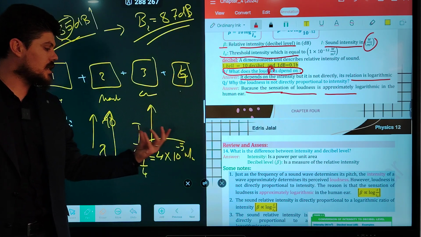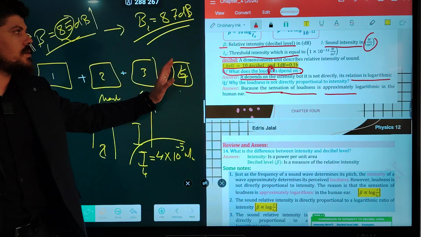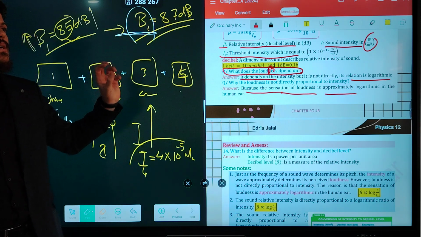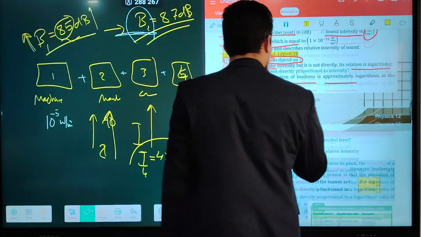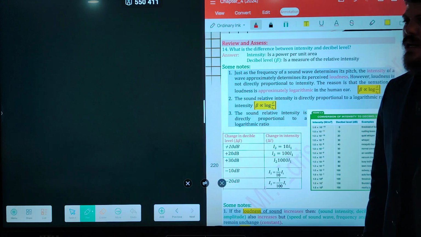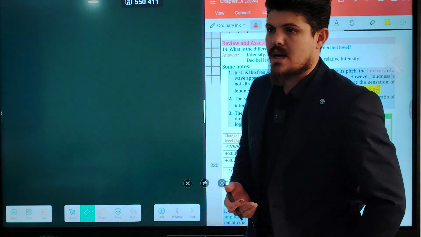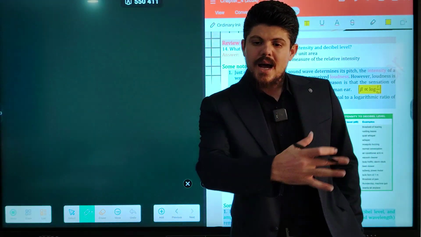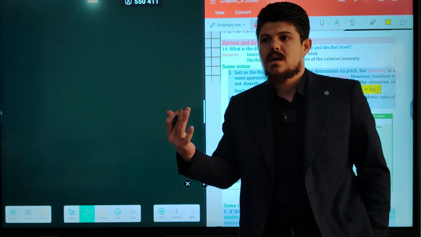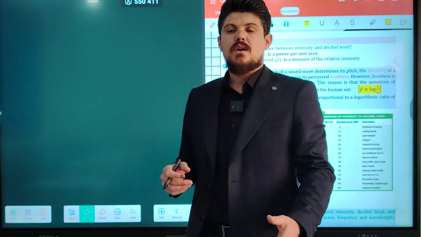By increasing the number of machines, the intensity increases directly. But the sound intensity level, or decibel level, does not increase directly; instead it increases logarithmically. Logically, if one machine is working, it is noisy and has a loud sound. By adding another machine, the loudness becomes more, but not too much, just a little bit.